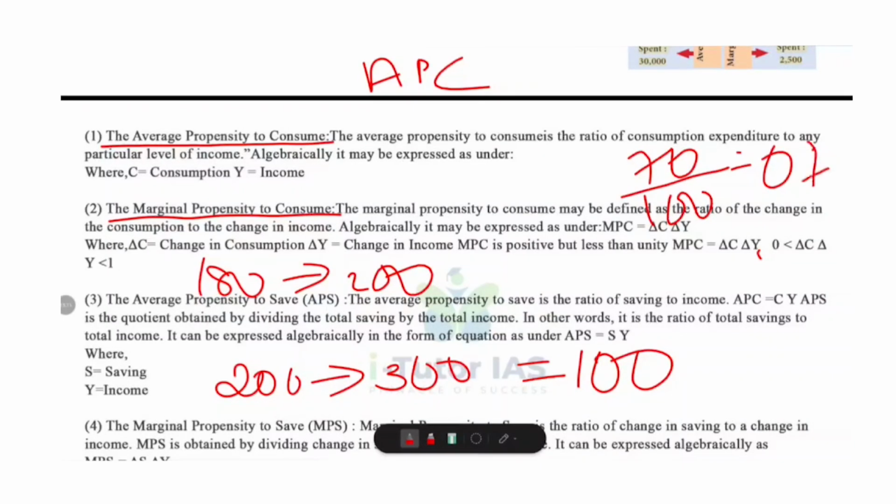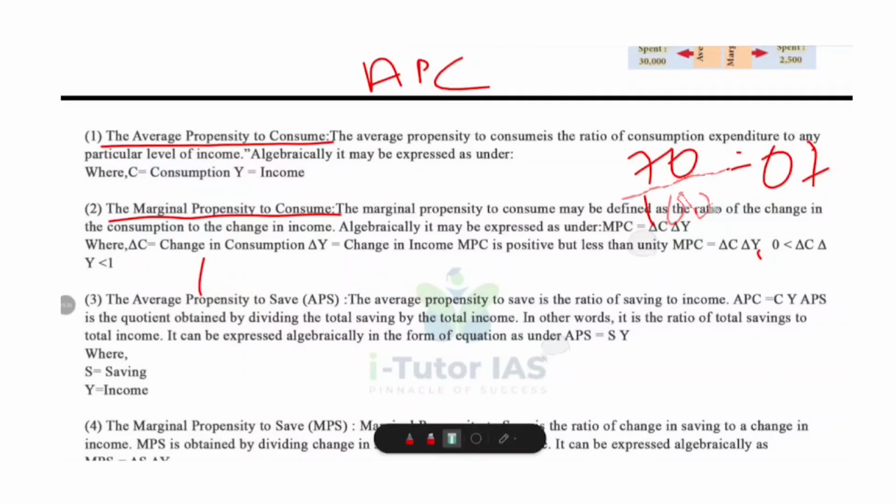that is 0.7. So MPC is always positive but less than 1. Remember that point, okay? MPC is always positive but less than 1, because people spend a part of their additional income and save the rest.